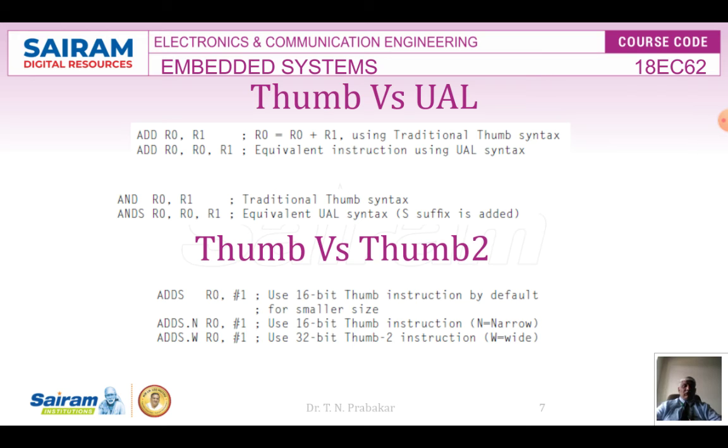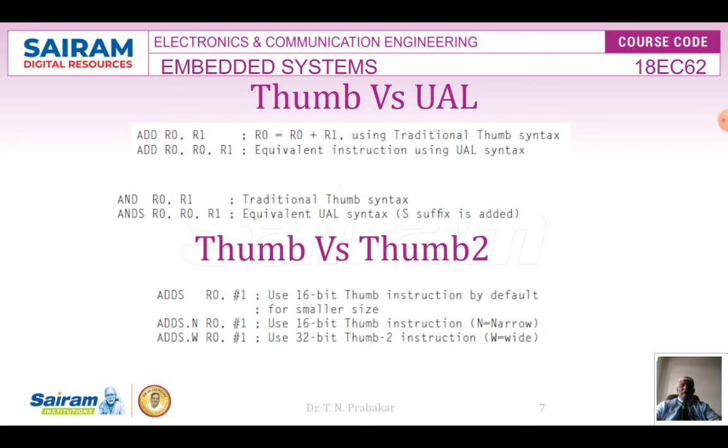And the equivalent syntax in UAL is in the second line, which gives the equivalent instruction in the UAL syntax, and the third line is an AND instruction, AND R0, R1. So in this case again R0 and R1 will be ANDed, and the result will be stored in R0. Then the fourth one is ANDS. So here actually we are adding an S, so that the suffix S is added in order to get the flags updated, right? So this is the comparison between thumb and UAL instructions.